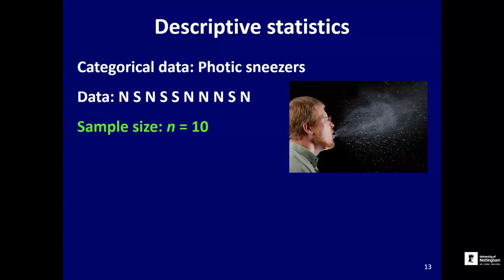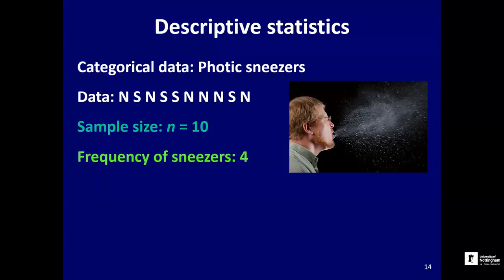Well, seems blindingly obvious, but the very simplest thing I could probably say about that data set is how many individuals I've sampled, which in this case is 10. So in stats, and by extension in the sciences, in the life sciences, sample size is almost always referred to by the letter N, either capital N or lowercase n. And in this case, n equals 10. That's the sample size. That's easy enough.